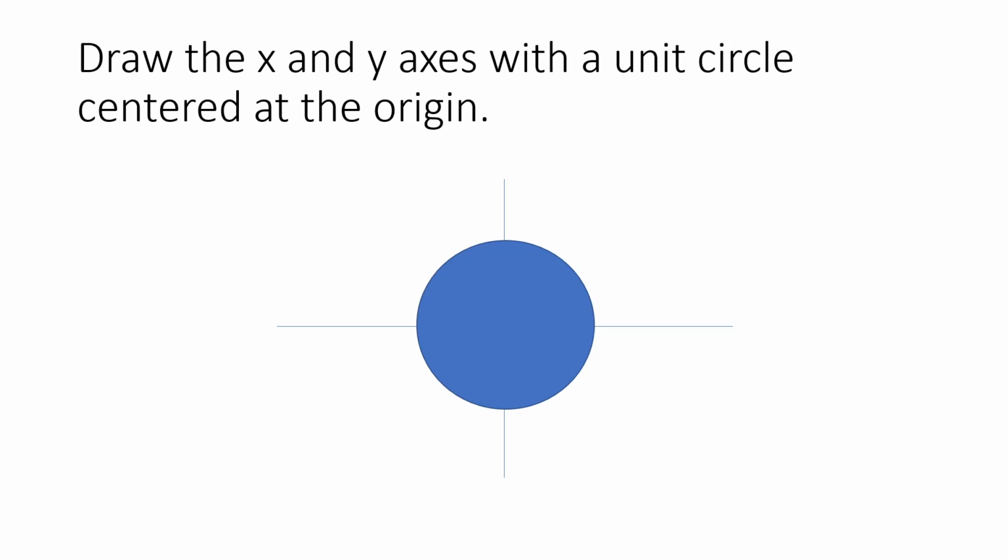Let's look at one way of memorizing the points on the outside of a unit circle. What we can do is draw the x and y axes and put a unit circle at the origin. So what we've drawn there is a y-axis and an x-axis, and that circle, the blue one shown, has a radius of 1, and it's centered right at the origin. Okay, now watch this.